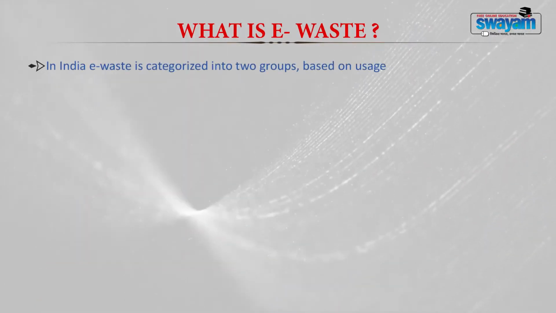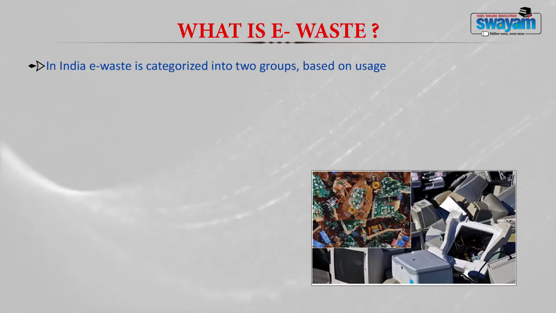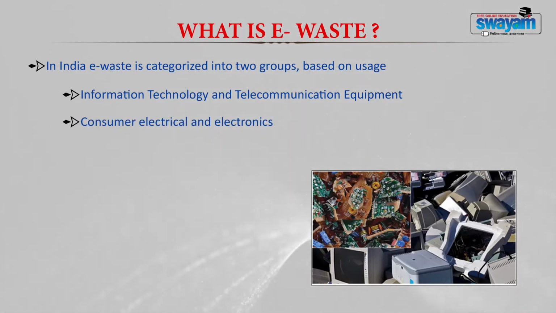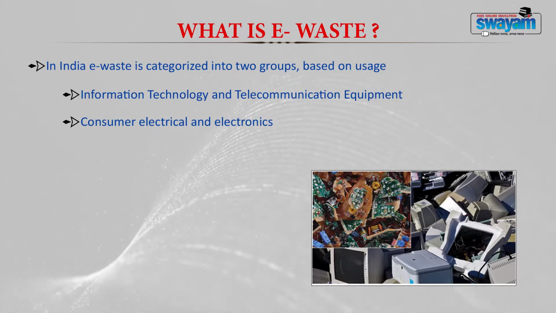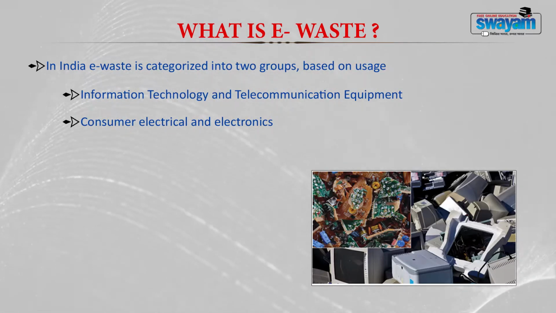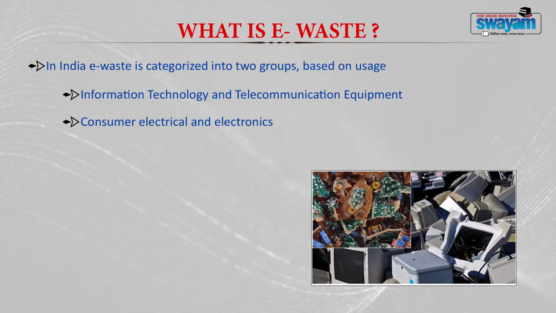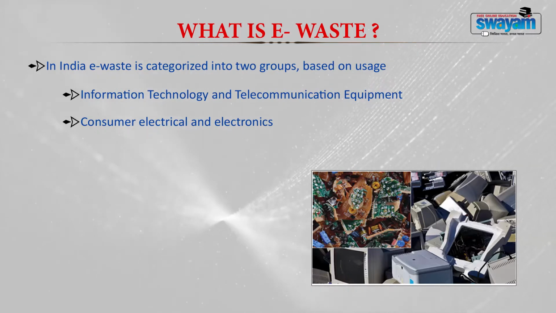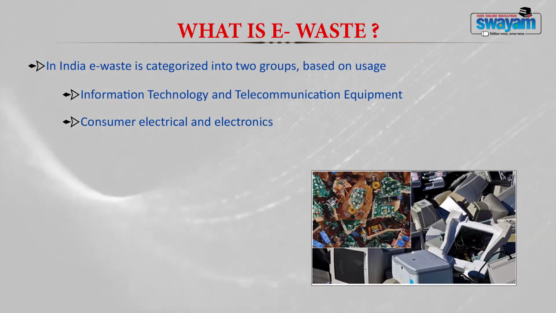Now e-waste in India is categorized into two groups based on usage: 1. Information technology and telecommunication equipment, 2. Consumer electrical and electronic goods. Information technology and telecommunication is very clear: all your mobile phones, computers, laptops come under information technology and telecommunication equipment. Consumer electrical and electronics includes your refrigerators, televisions and motherboards which are associated with these electronic goods.